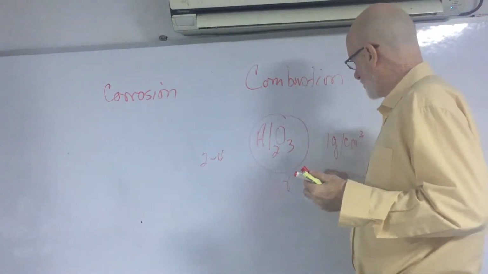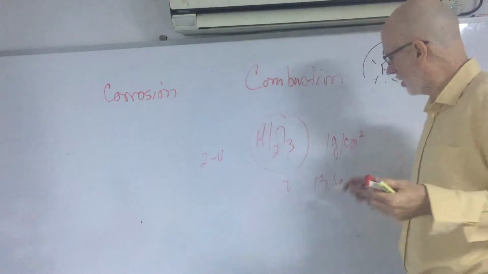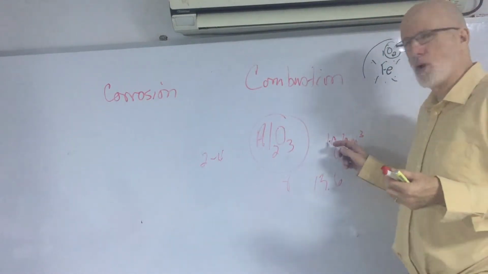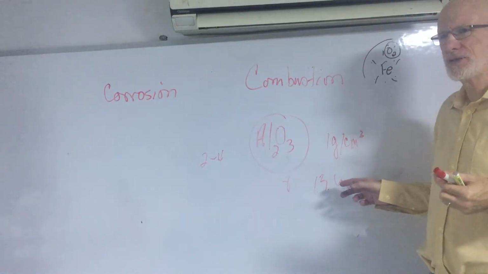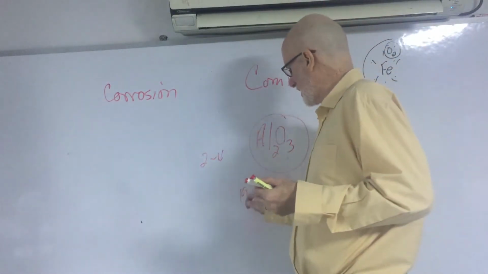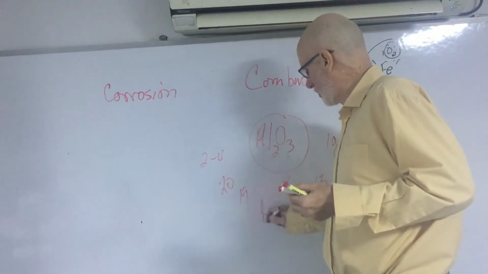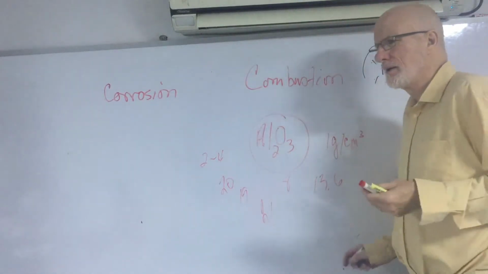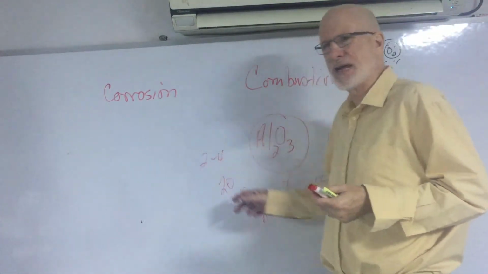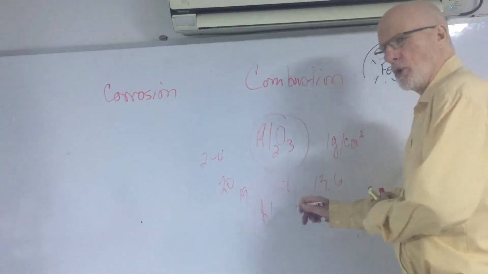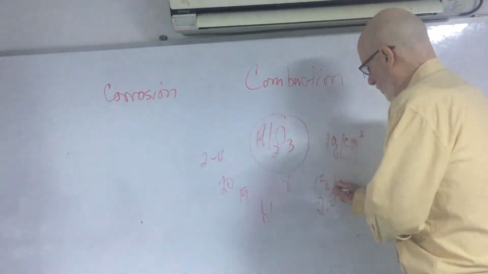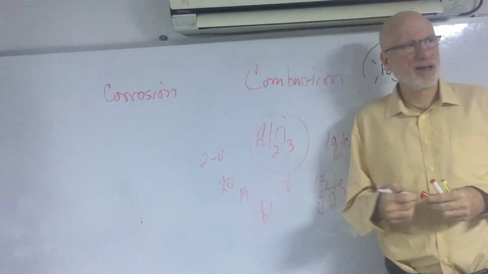I think mercury is 13.6. These are all in grams per cubic centimeter. So water is 1, so mercury is 13 times that. Gold is like 19. Platinum is like 20. I think there's one that's 21. These are densities. And aluminum is 2.7. So it's a very light metal.